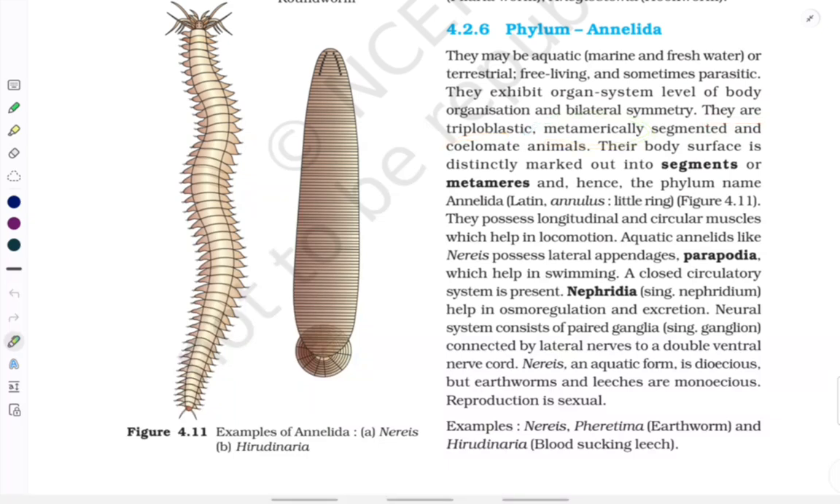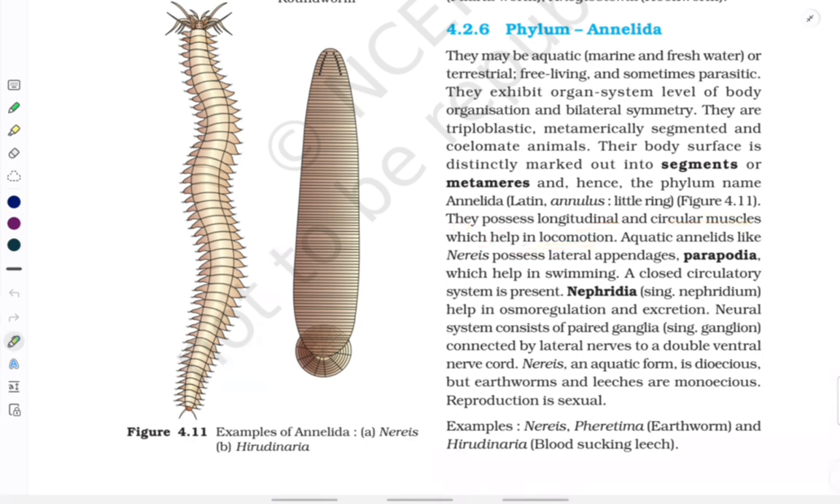Okay, so metamers, do you remember we learned about metamers in earthworm in the beginning of this chapter? So that's what we are talking about. Metamerically segmented. They are coelomates. Their body surface is distinctly marked with segments or metamers. Hence the phylum name is Annelida, from Latin annulus, which means little rings. They possess longitudinal and circular muscles which help in locomotion.